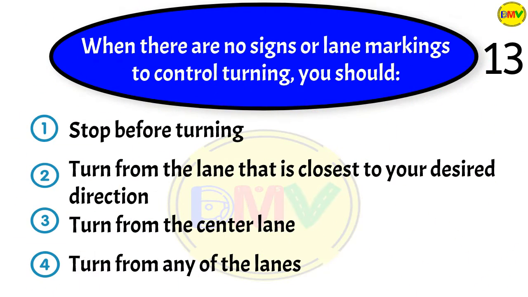Question 13. When there are no signs or lane markings to control turning, you should: 1. Stop before turning. 2. Turn from the lane that is closest to your desired direction. 3. Turn from the center lane. 4. Turn from any of the lanes.